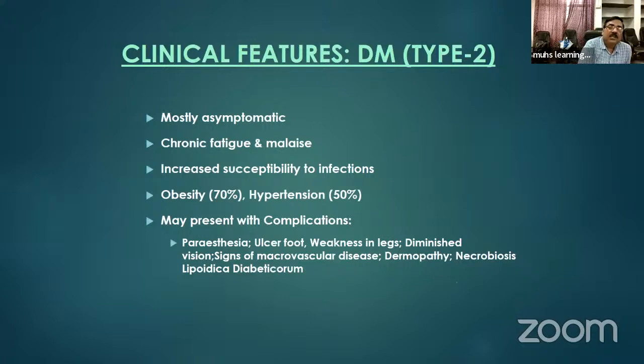In type 2 diabetes, they are mostly asymptomatic. There is an element of chronic fatigue, malaise, and increased susceptibility to infection. These are the ones in which more infection occurs. There is obesity, there is hypertension. You can see there are 70% more chances, 50% more chances. So there is not one disease, but there is a host of diseases. So that is why whenever an obese person comes, the fasting sugar and other tests should be done so that we should not miss out.